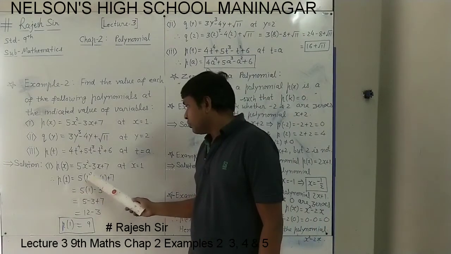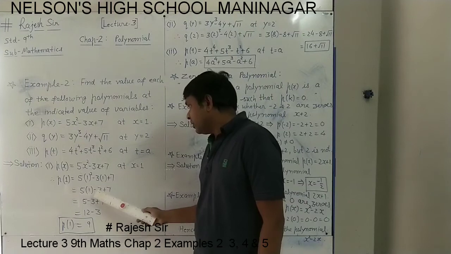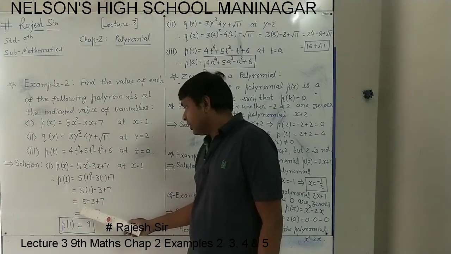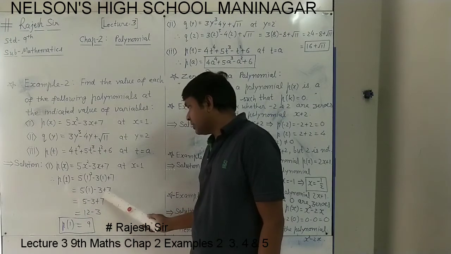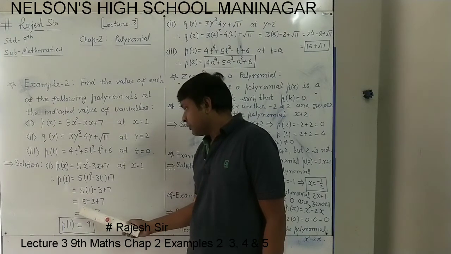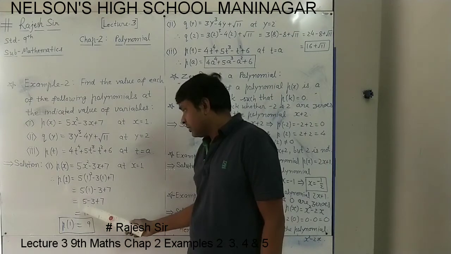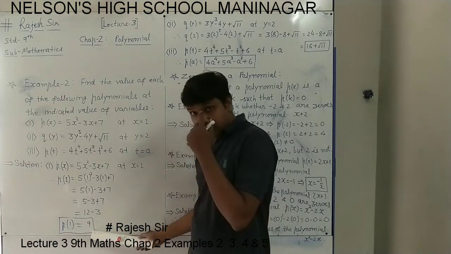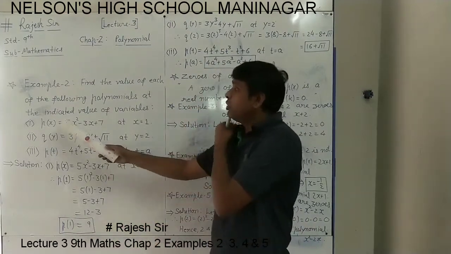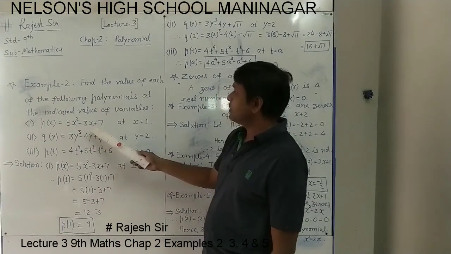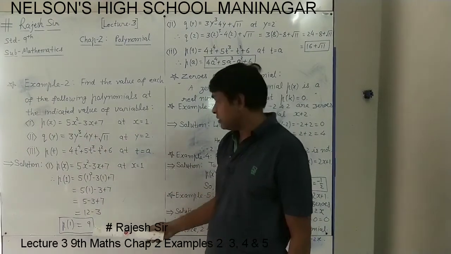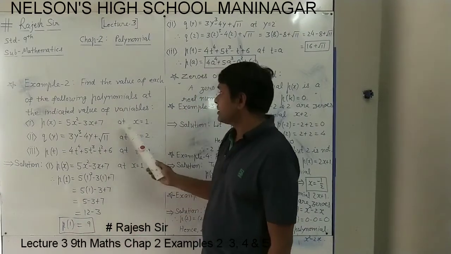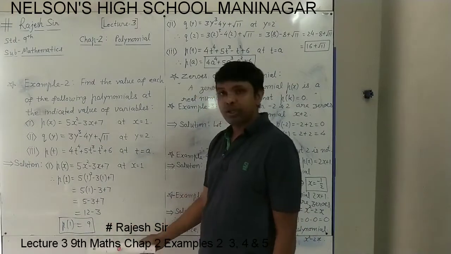Now 5 into 1 squared is 5, minus 1 into 1 is minus 1, plus 7 as it is. Then 5 ones are 5, minus 1, plus 7. Now plus 5 and plus 7 is plus 12, and 12 minus 1 is 11. So the value of this polynomial p(x) = 5x² − x + 7 at x = 1 is denoted as p(1), because x is replaced by 1.